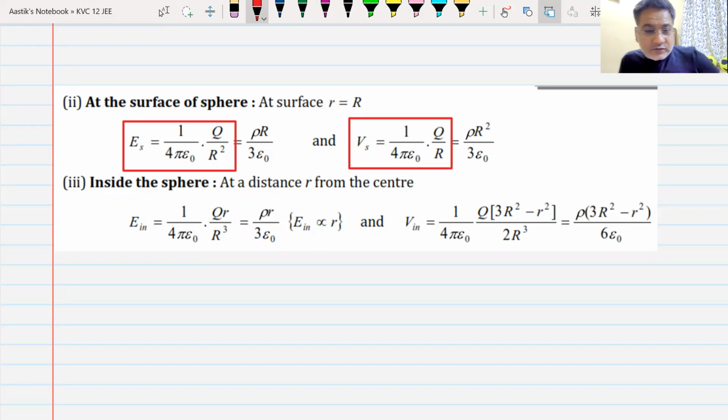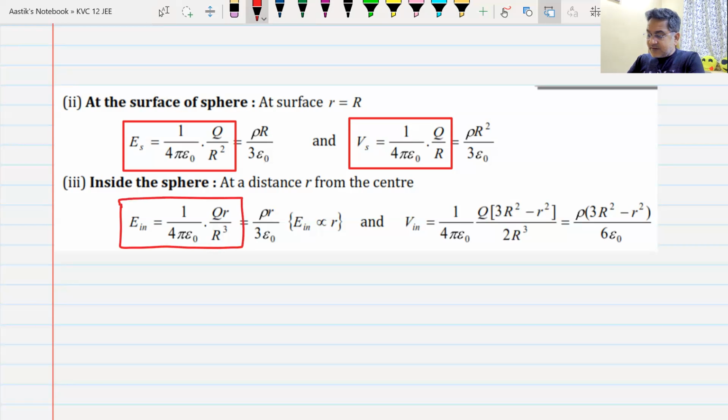Now remember, in case of your conducting sphere or conducting shell, there was no charge inside that conductor. All the charge was on the surface of the conductor, and therefore potential inside the conductor was same everywhere. But here it is not same because there exists an electric field inside, and we all know the electric field inside.